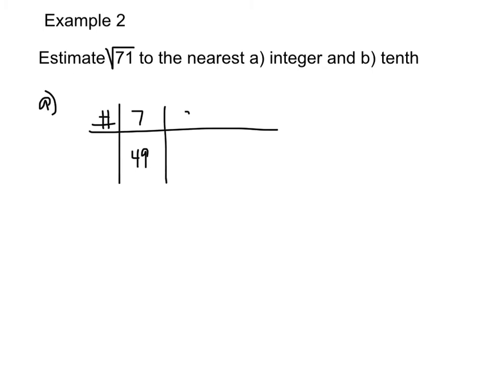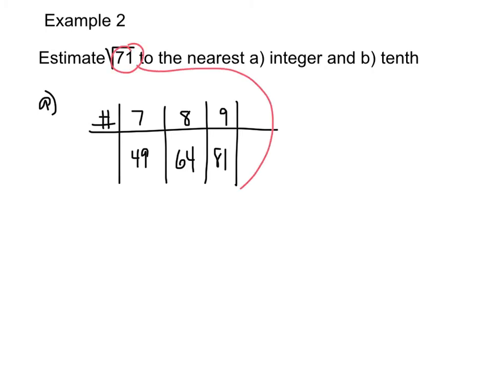Then go to the next number, 8. 8 times 8 is 64. 9 times 9 is 81. Well, you should know that 71 is between 64 and 81. Is it closer to 8 or is it closer to 9? Well, 71 is closer to 64 than it is to 81. So we know that the square root of 71 is closer to 8. So the nearest integer for part A is 8.